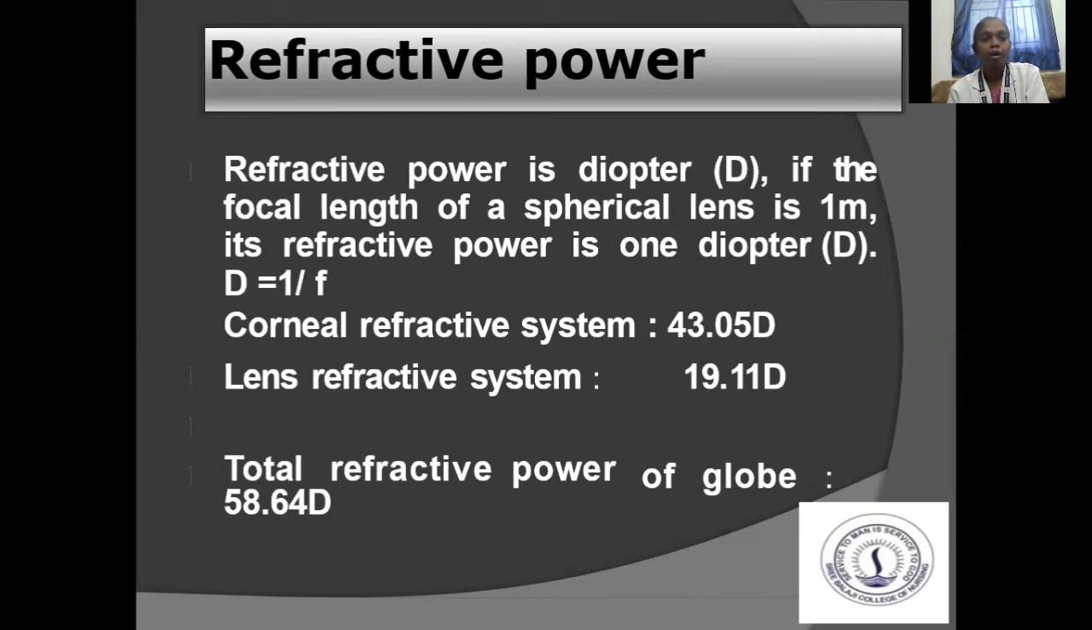For the corneal refractive system, the normal thing is 43 diopter, that is 2/3 will be covered by corneal refraction and 1/3 by the lens refraction. Normal range is 58.64 diopter. From the cornea, the refraction will be 43.05 diopter and lens refraction is 19.11 diopter. So totally it will come around 58.64 diopter. This is the normal ratio of refractive power.